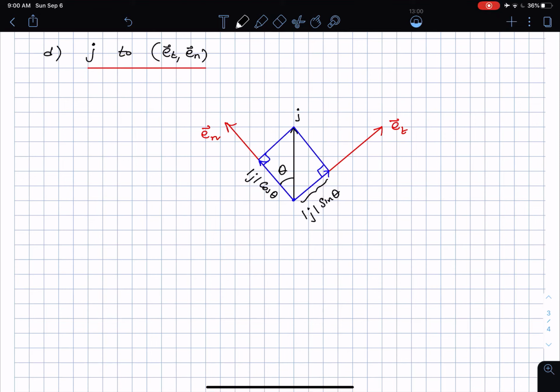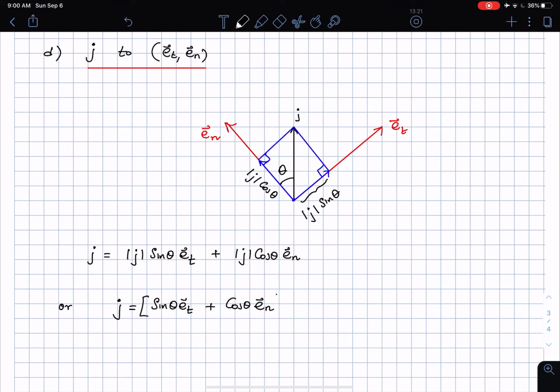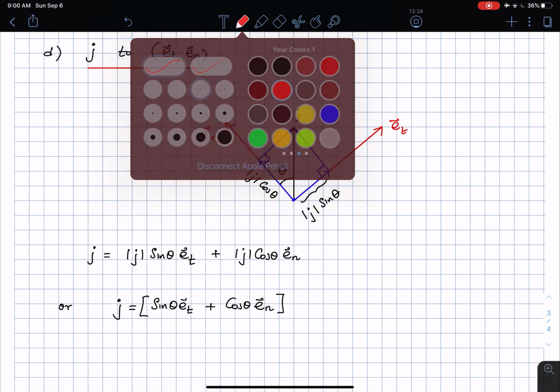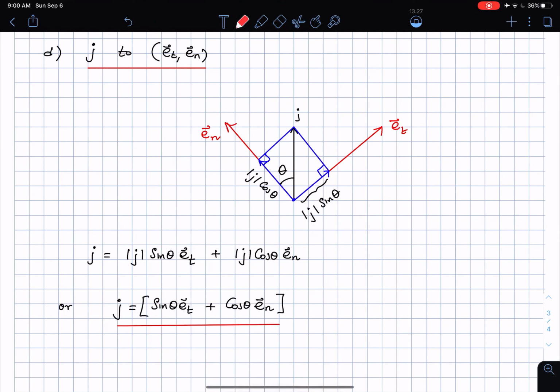Magnitude of J is just equal to 1, which means that J is equal to magnitude of J sine theta Et, magnitude of J cosine theta En, or J is sine theta Et plus cosine theta En. Okay, and as you can see, this is the transformation from J to Et En.